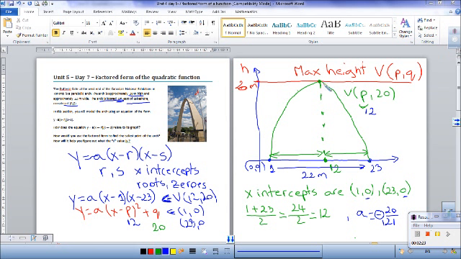The next lesson will formalize the steps of converting the factored form of a function into vertex form, or finding that vertex point from the factored form of the function.